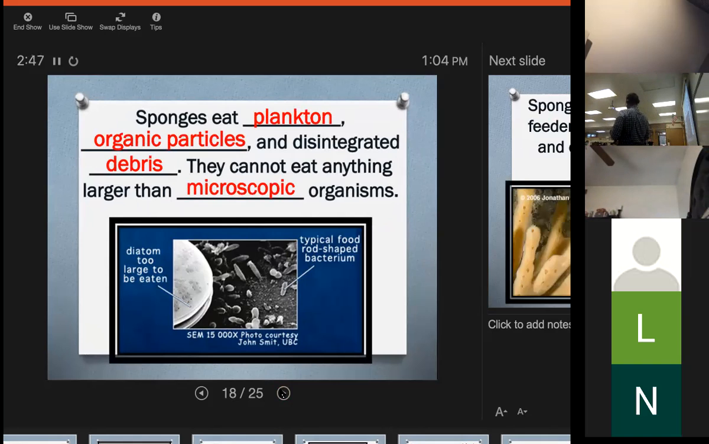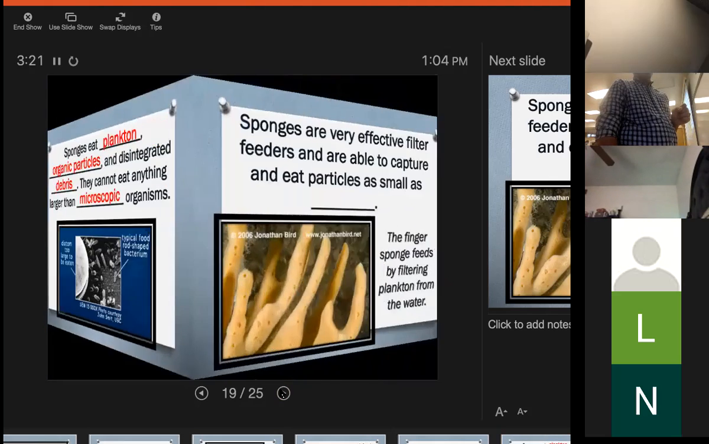So really, they can't eat anything that isn't microscopic. Okay, really is what it boils down to. I don't know if there's sponges that are big enough to eat anything larger than that. I don't believe so. But I would want to look that up to be sure, but I don't believe so. Okay. Any questions on this slide?